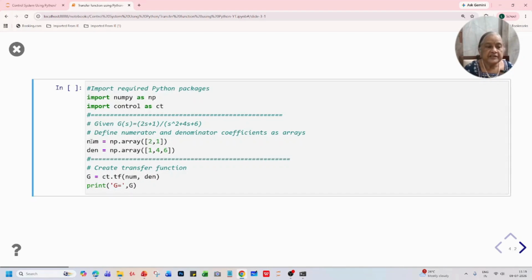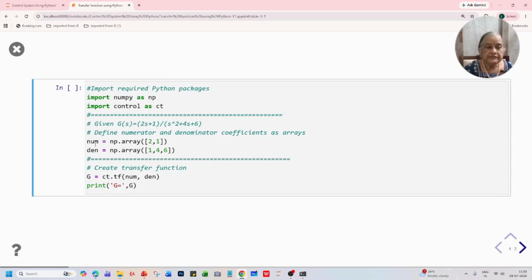We designate the numerator as num, using np.array, we take the NumPy array and construct the numerator array with the coefficients of the numerator polynomial, 2 and 1. Similarly, the denominator is designated as den, and the NumPy array is constructed with the coefficients of the denominator polynomial starting from the highest power. The highest power is s squared, its coefficient is 1, so the first element is 1. Next is 4, and the least is s to the power 0 whose coefficient is 6. So [1, 4, 6] forms the denominator array.